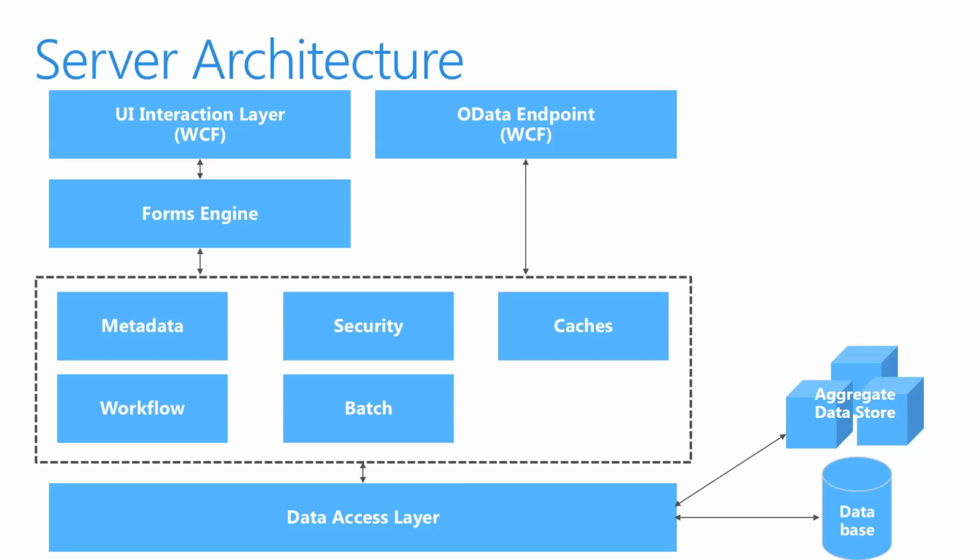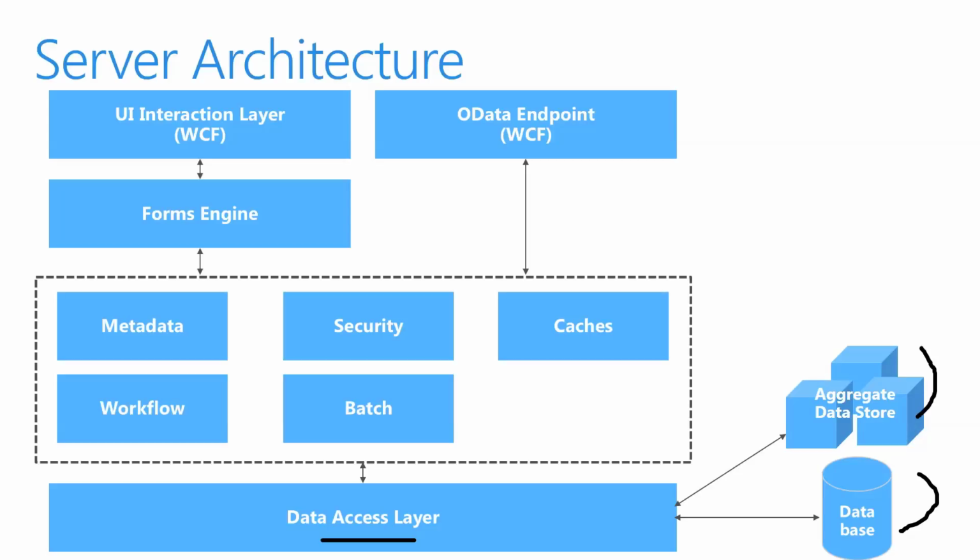At the core of the server architecture, we'll start with the database and the aggregate data source, which you can see over here on the right-hand side of the diagram. The application will then connect to the database through the data access layer. This enforces the security to the underlying data store and the database.